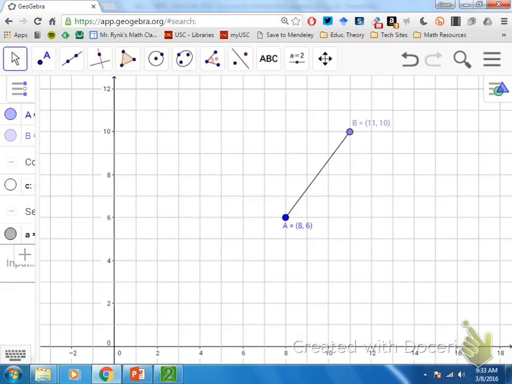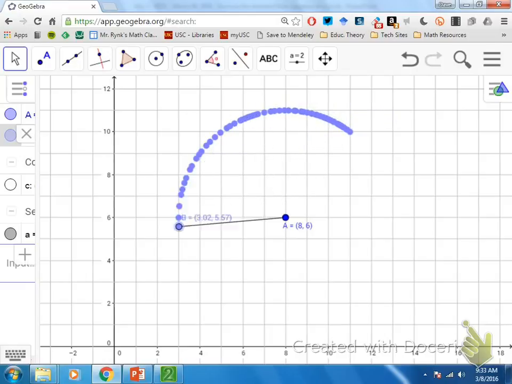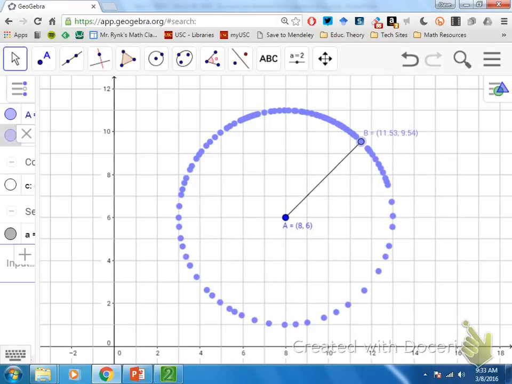Alright, so this is where we're at on GeoGebra. I have a center point, which happens to be (8, 6), and then I have some other point that's a distance away. So if I want to look at all of the points, I can drag this and it'll give me other points that are the same distance away. And you can see that by doing that it creates a circle.